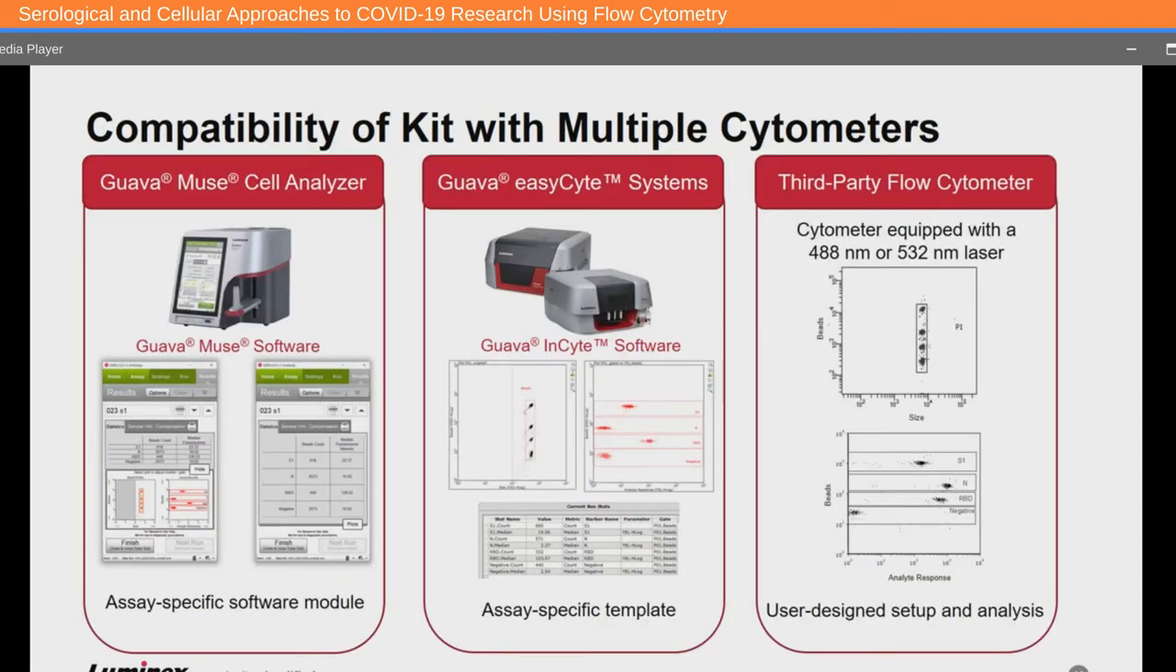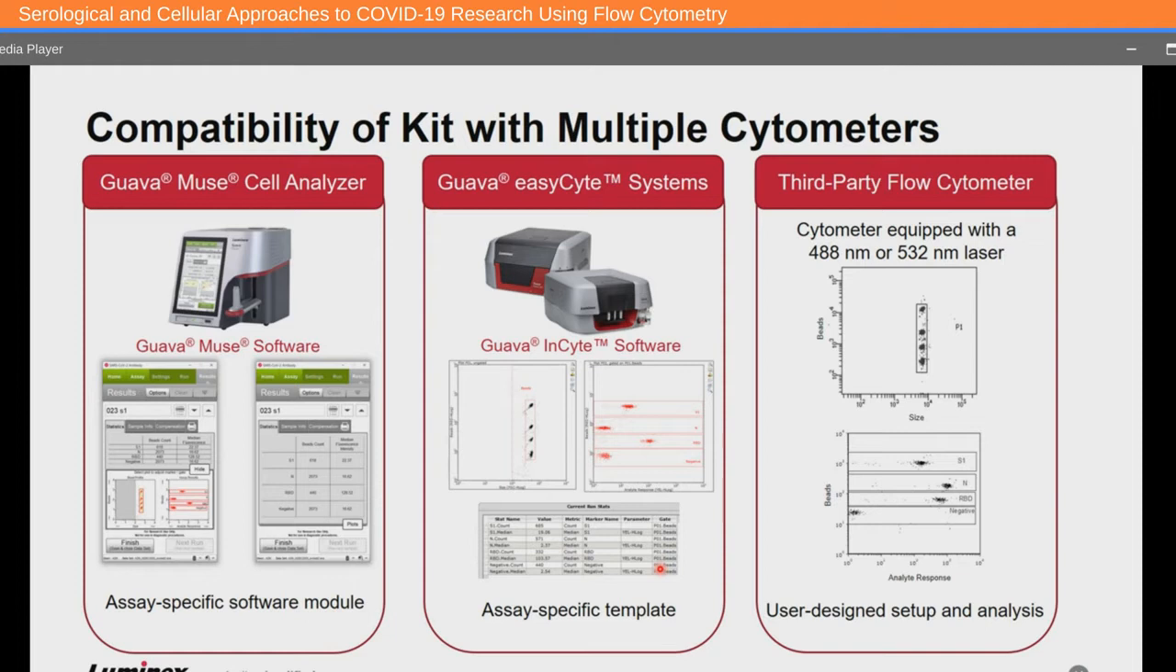The reagent kit can be used with multiple cytometers. On the Muse Cell Analyzer platform, there's a SARS-CoV-2 antibody assay specific software module, and this module guides the user through specific steps of data acquisition and interpretations. Data outputs include plots and then median fluorescent intensity information. On the Guava EasySight 12HT cytometer, Insight software and a settings file can be utilized to obtain similar results needed for interpretation.